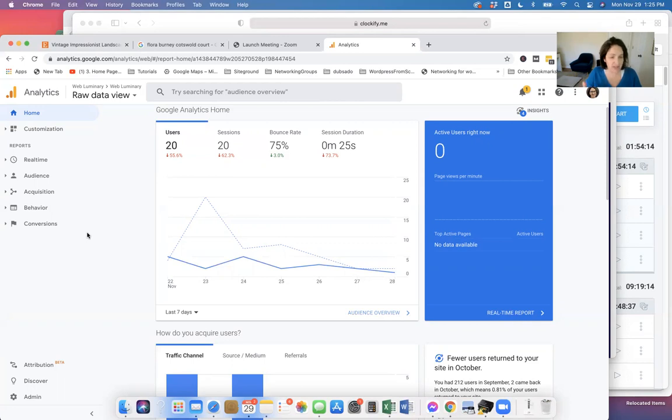A metric can either be a sum or a ratio. As you can see, it's showing me my bounce rate is 75%. That's the percentage of the people that hit my website and bounced off, which means they only looked at the page they hit and then went away. They didn't go on to a second page. So that's what that means.